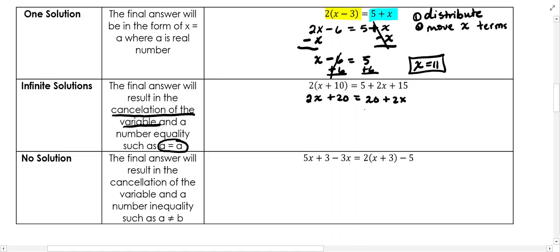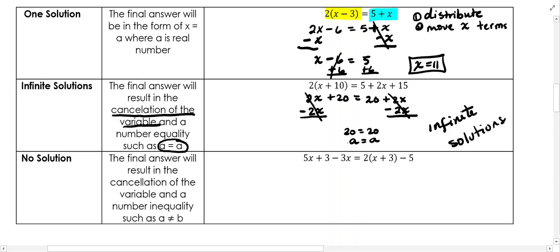I'm going to move my variables to the same side. And voila, they cancel on both sides. And look what we're left with. 20 equals 20. All right, A equals A. So this is infinite solutions. That means it doesn't matter which x you plug in, you're always going to get a true statement.